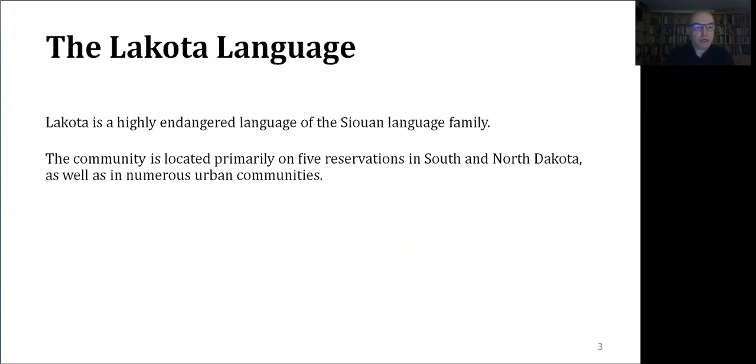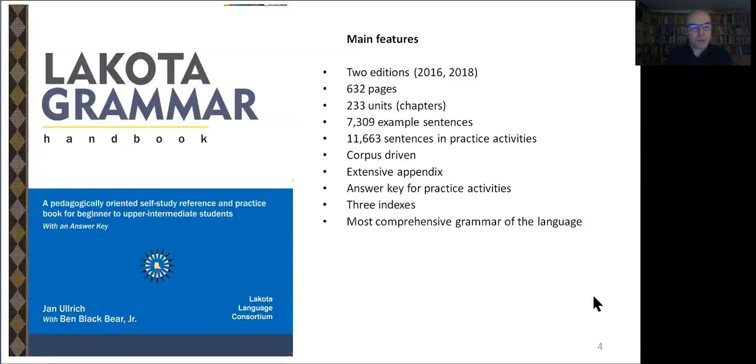The Lakota language is a highly endangered language of the Siouan language family. The community is located primarily on 5 reservations in South and North Dakota, as well as in numerous urban communities across the country. The full title of the grammar book is as follows: Lakota Grammar Handbook, a pedagogically oriented self-study reference and practice book for beginner to upper intermediate students.